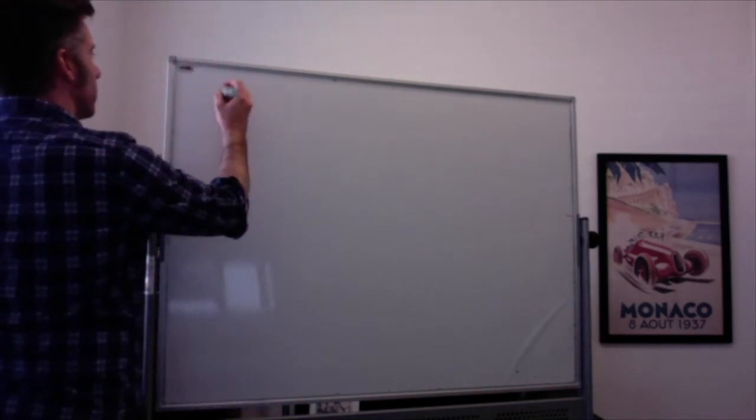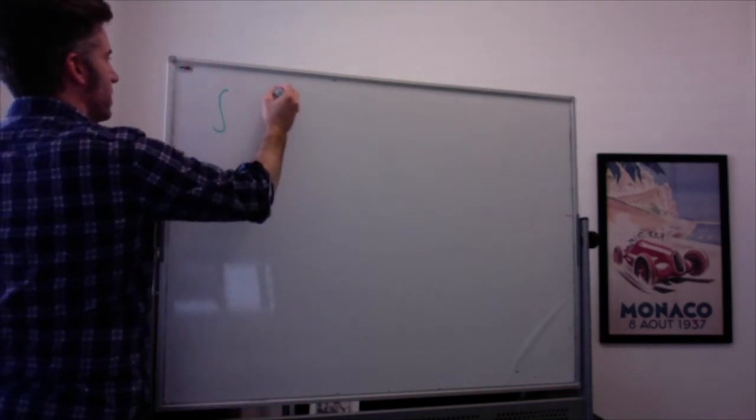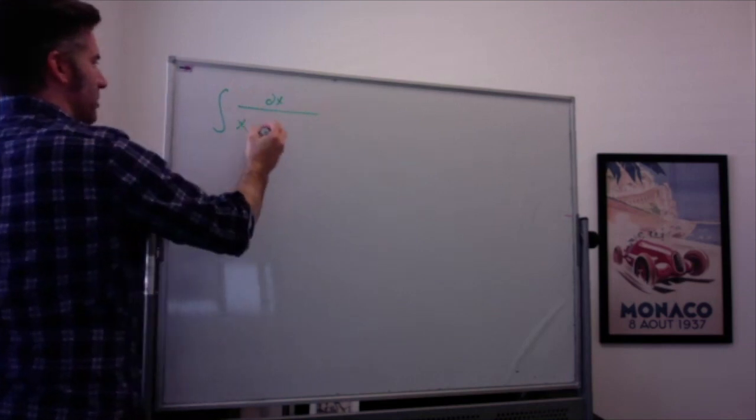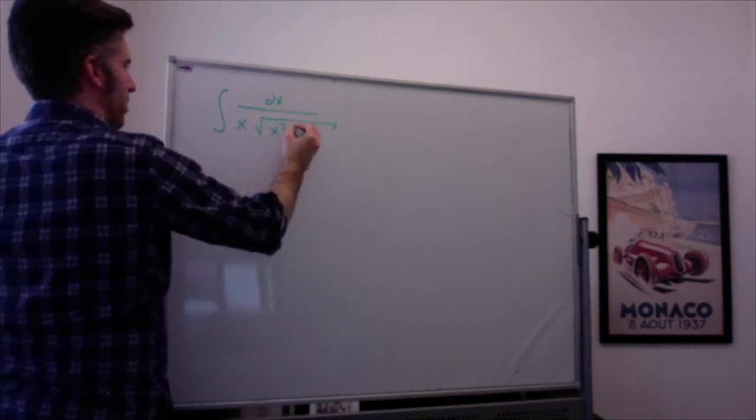Trig substitutions can be challenging for sure. Where's the one I want? Yeah. So let's look at this one. Let's do the integral of dx over x times the square root of x squared plus 25.